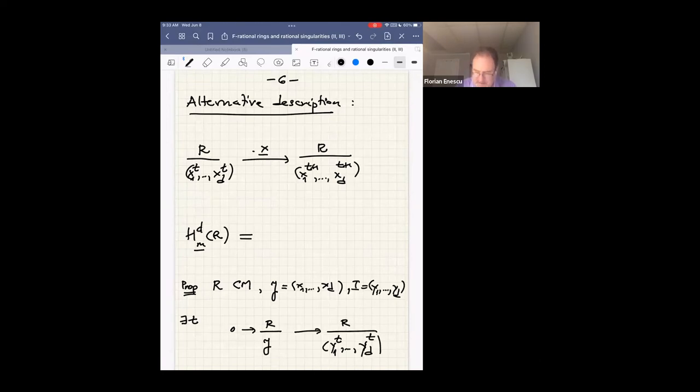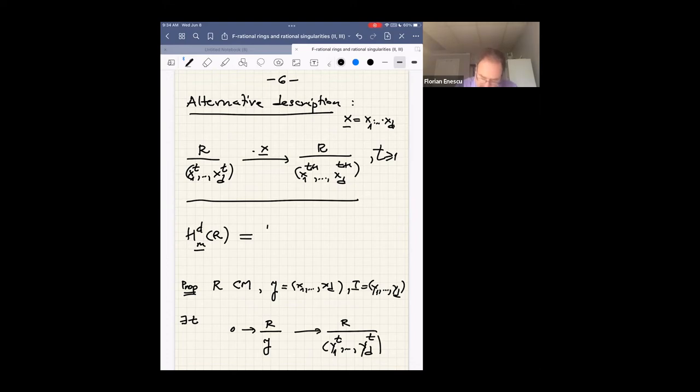local cohomology only, uses a direct system of maps obtained in the following way. Take the quotients R mod (X1 to the power T, ..., XD to the power T), and multiply by X underline. Remember, X underline is the product of all these elements, X1 to XD. You can construct this map with codomain R mod (X1 to the power T plus one, ..., XD to the power T plus one). So this is organized in a direct system.